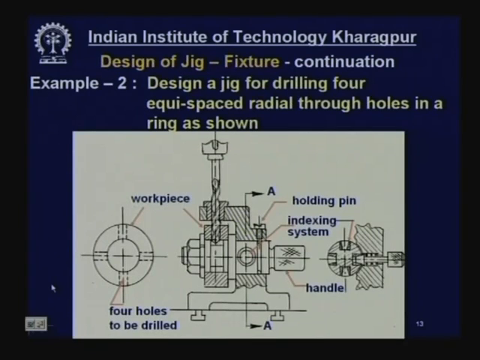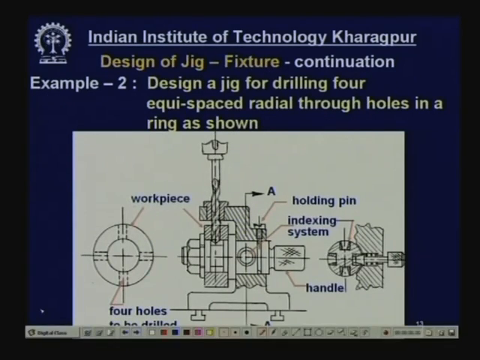Now let us take another example. Design a jig fixture, example number 2. The task: design a jig for drilling 4 equispaced radial through holes. Here we are considering through holes, 4 of them, 90 degrees apart in a ring or a disc as shown here. This problem is very similar to the previous one, but the solution will be in a different manner, and it will give a simpler, handier and more accurate possibility.